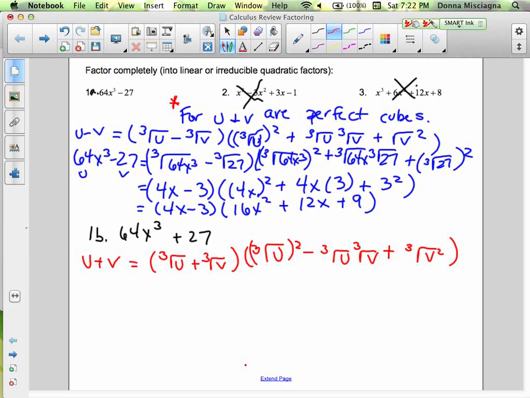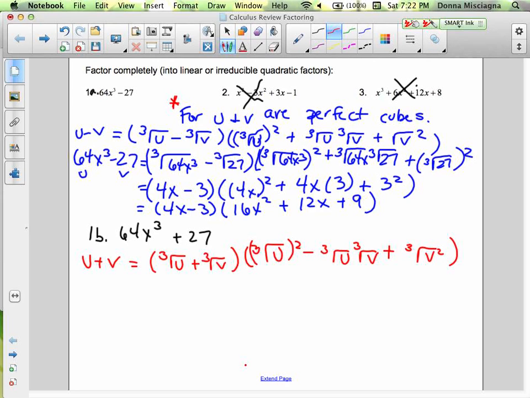But you can just remember that. The pattern, actually you just have to remember one thing. Just remember where the negative is. In a difference of cubes, it's that first expression, the second term is negative. In the sum of cubes, it's the second expression and the middle term is negative.